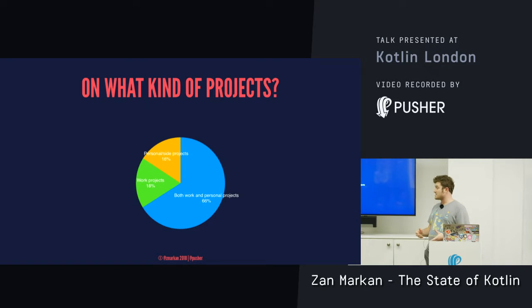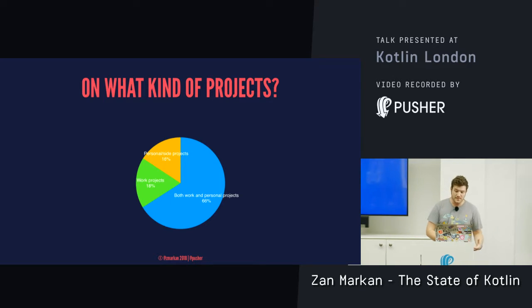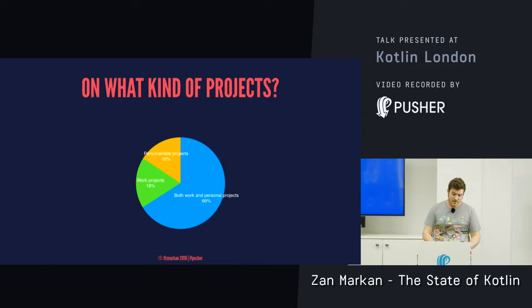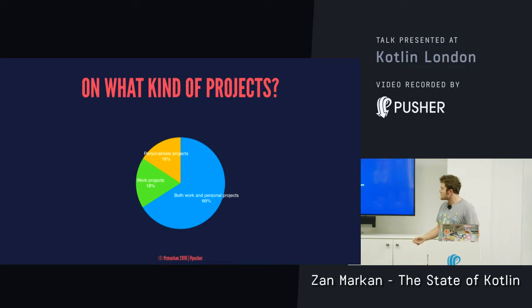People use Kotlin mostly in both work and personal projects, out of the people who use it on a project anyway. That's 66% of people surveyed. Apart from that, there are about 18% each only doing work or side projects.